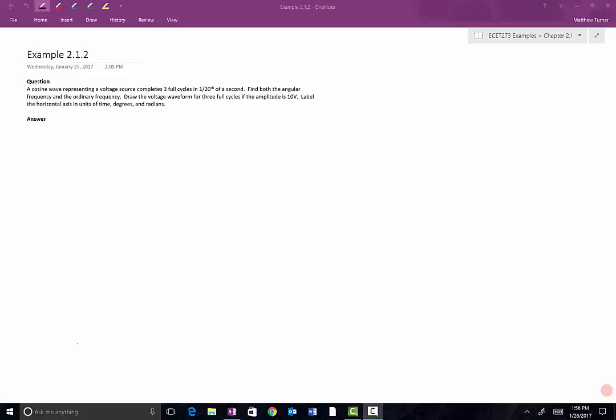Example 2.1.2. A cosine wave representing a voltage source completes 3 full cycles in 1/20th of a second. Find both the angular frequency and the ordinary frequency of the waveform. Draw the voltage waveform for 3 full cycles if the amplitude is 10 volts. Label the horizontal axis in units of time, degrees, and radians.